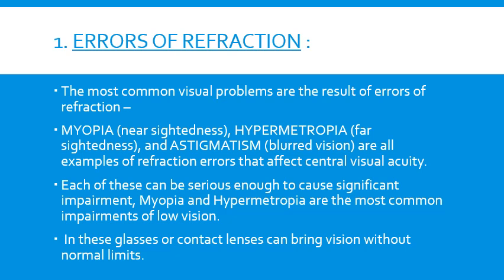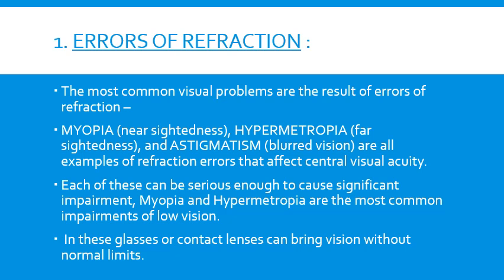Now moving on to the first subtopic, the first cause of visual impairment, that is errors of refraction. The most common visual problems are the result of errors of refraction. It includes myopia, hypermetropia and astigmatism. Myopia is also known as nearsightedness, hypermetropia is farsightedness, and astigmatism is blurred vision. These diseases are all examples of refraction errors that affect the central visual acuity.